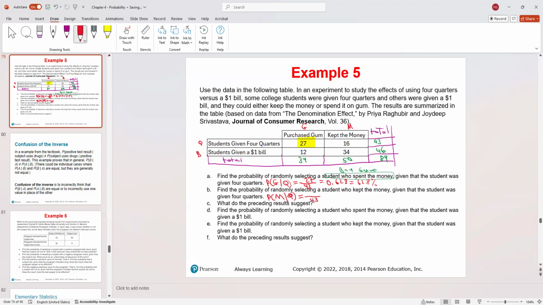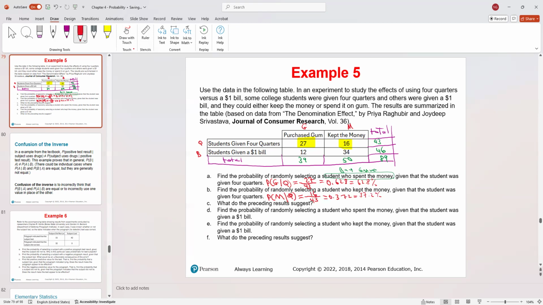Given that, what is the intersection between keep the money and this one? Of course it's 16. That's the intersection between these two. Then the 16 would be in there. That's a fraction you can simplify or express in terms of decimal, 0.372, or we can say 37.2%.